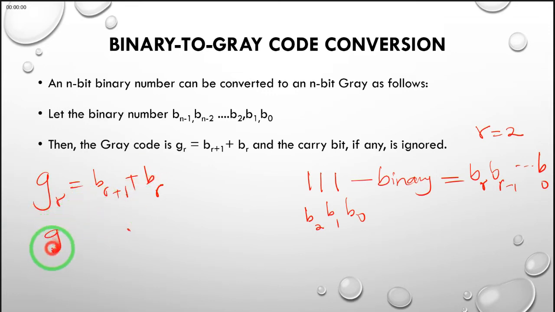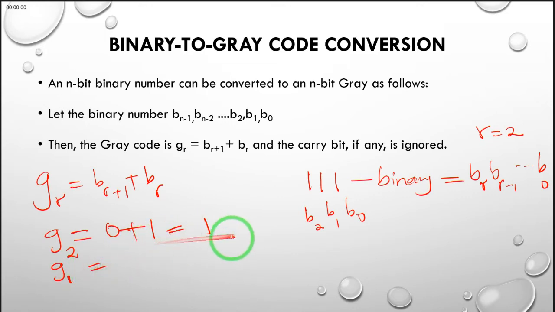So we will say g2, in case our biggest value of the number of bits is 2, this is going to be equal to b3, which is 0. We don't have that figure, and therefore plus b2, which is 1, and therefore this becomes 1. G1, now we are decreasing. We have b_{r+1}. Now r is 1, so b2 plus b1, which in this case is this plus this one, and because there's a carry, we normally ignore the carry bit, and that is what we are saying here.